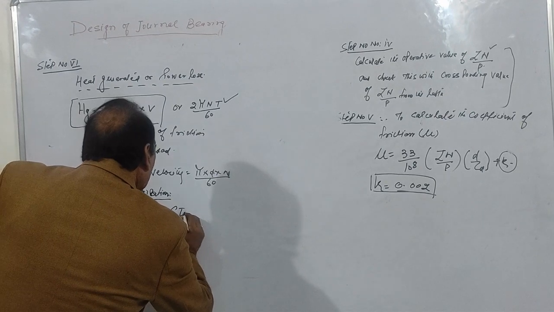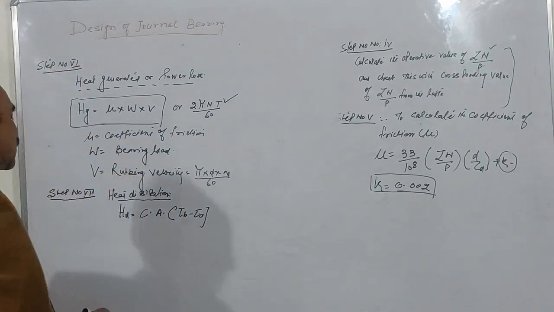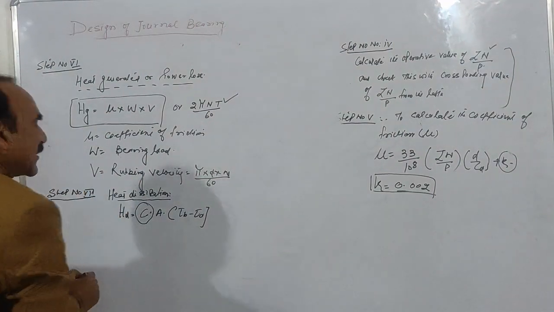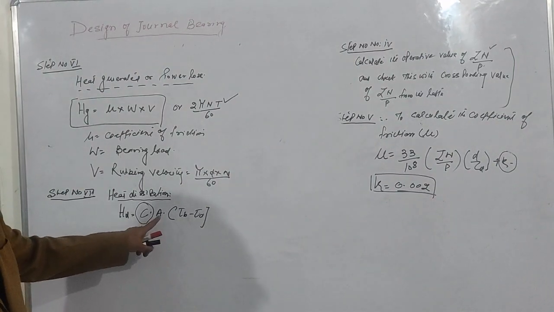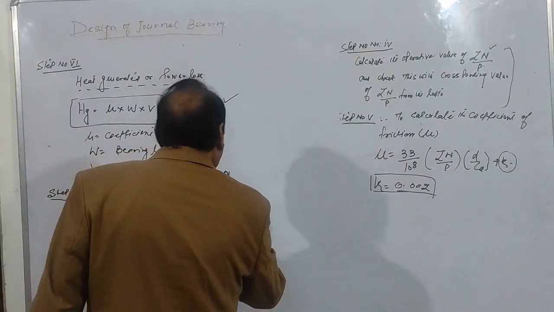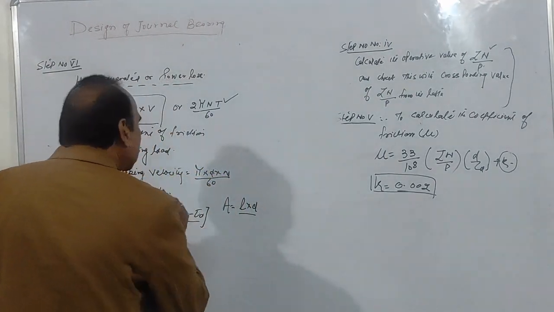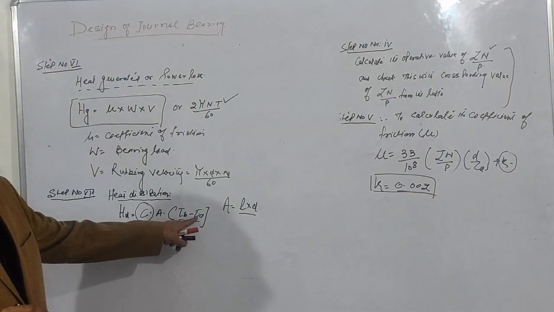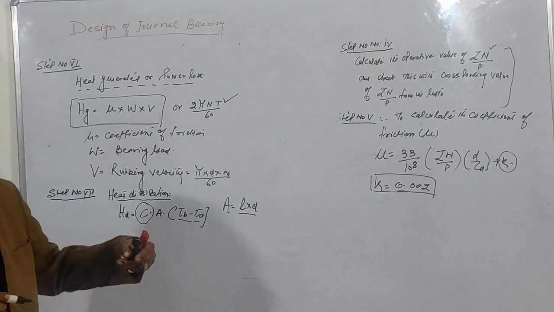So heat dissipation HD is equal to C into A into (TB minus TA), where C is the heat dissipation coefficient and A is the area, which is equal to L into D. And TB minus TA is the bearing temperature, the temperature at the bearing surface, minus TA, the temperature of the surrounding air. This is given in the problem. If it is not given, you can assume it.